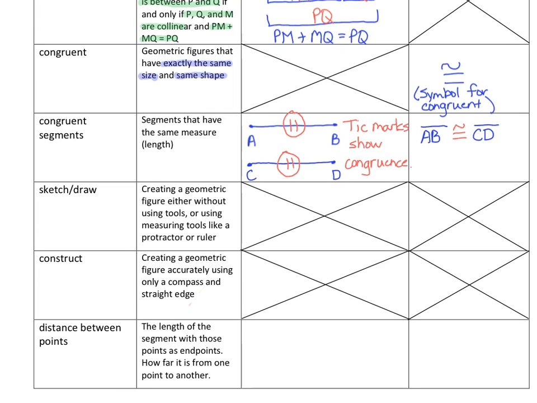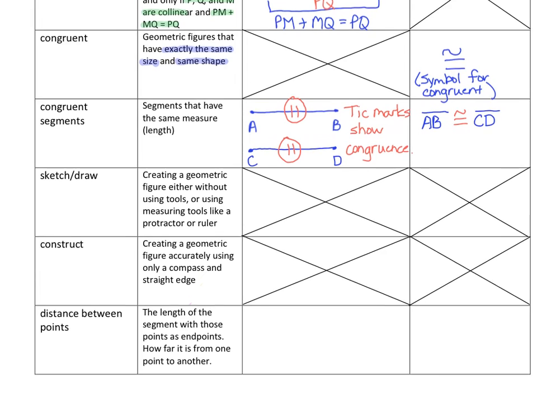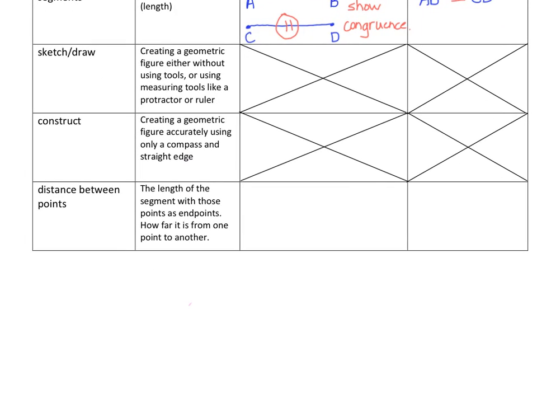Now we're going to go to two more terms in geometry that you're going to hear a lot about, and that is sketch, draw, or construct. We're going to talk about the difference between them. When we're sketching and drawing, we are simply creating a geometric figure either without any tools or using measuring tools like a protractor or ruler. What we've been doing on this vocabulary chart is sketching and drawing. We haven't used anything like a ruler or a protractor. Well, sometimes we did use a ruler, but that's just sketching and drawing. I'm not going to draw another picture, and there's no symbol.